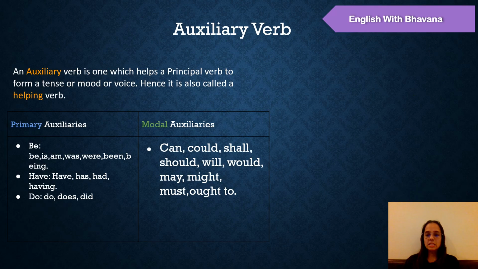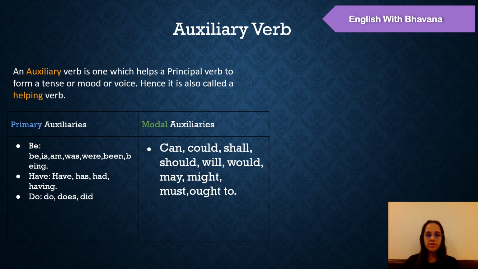Now, first, what is an auxiliary verb? An auxiliary verb is one which goes with the principal verb, the main verb, to form a tense or mood or voice. Hence, it is called a helping verb. Now, it's of two types, primary auxiliaries and modal auxiliaries. Be: is, am, are, was, be, been. For example, I am teaching. So am is the helping verb and teaching is the main verb.